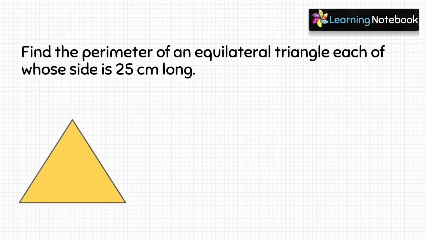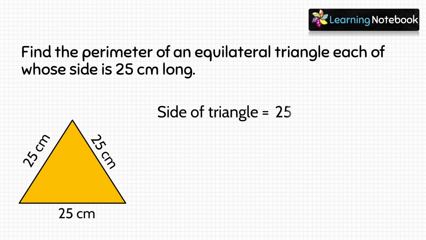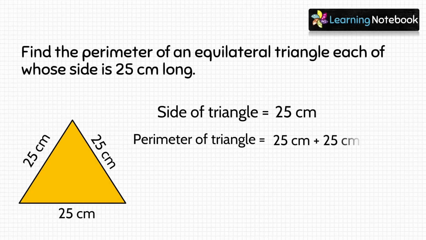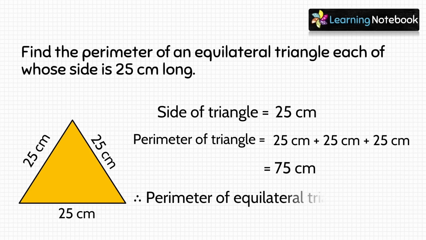So let's solve it. First, let's draw an equilateral triangle, each of whose side is 25 centimeter. Now, let's find its perimeter. We know perimeter of a triangle equals the sum of its three sides. So, let's add 25 three times and we get perimeter of this triangle as 75 centimeter.